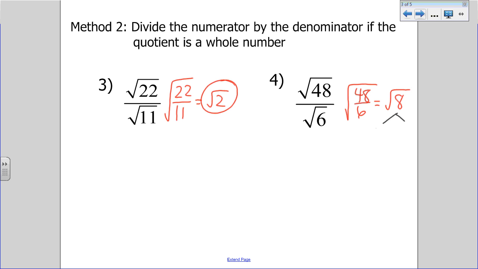So 8 simplifies into 2 times 4, which is 2 times 2. So there's a pair of 2's. This comes out. So I actually end up with 2 square roots of 2 as my answer. And as before, we can check these on our calculator. So if you type that in as the square root of 48 divided by the square root of 6, the decimal equivalent is going to be the same as 2 square roots of 2.